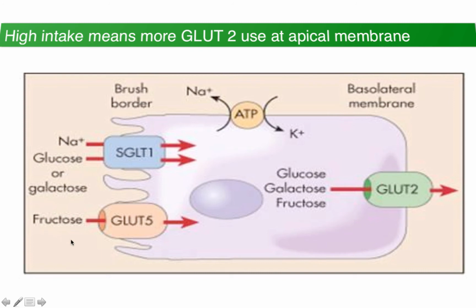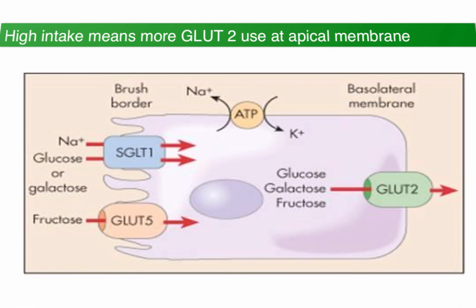Now for fructose, we have something different, and it's called GLUT5. GLUT5 is used supposedly exclusively for fructose. So the other two do not utilize this particular transport protein. Also of note is the sodium potassium ATPase here, which created that concentration gradient to allow for the pumping in of sodium with glucose into the cell.